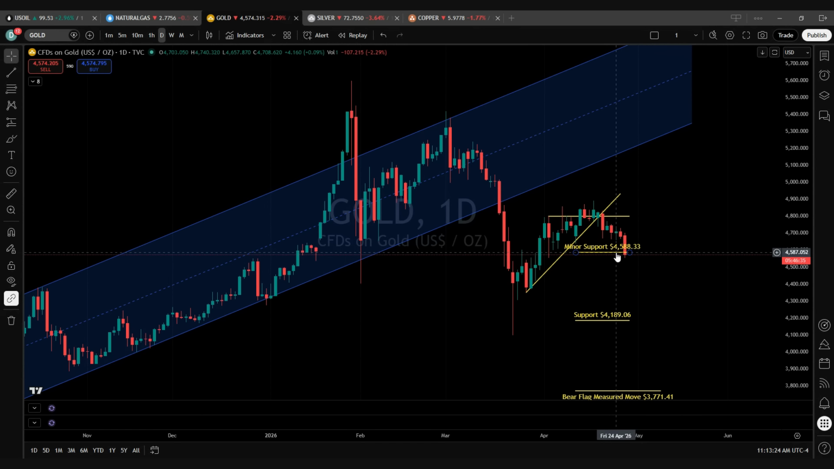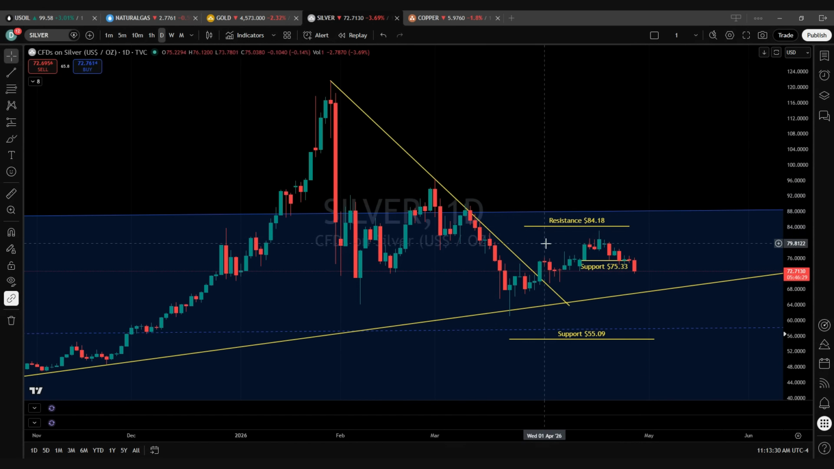See if we can't get price above it, which then could kick the can into tomorrow to see if this level will hold or not. Next up, we've got silver.